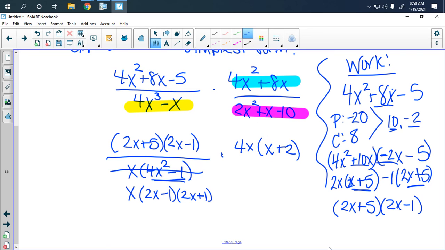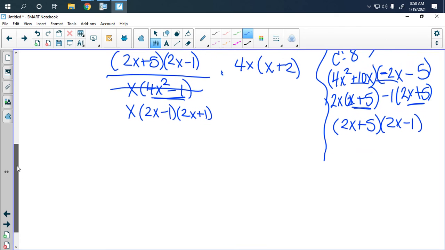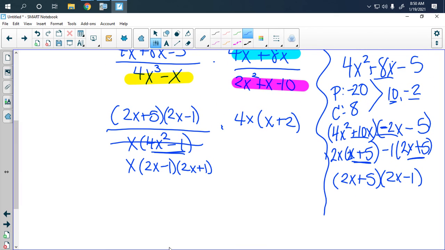And then again, I look for my GCF on this last denominator. There isn't one, so I have a 2 in the front of the x squared, which means I want to use p's and c's. So off to the side here, I would do my p's and c's. And on your papers, you should have your p's and c's written out.